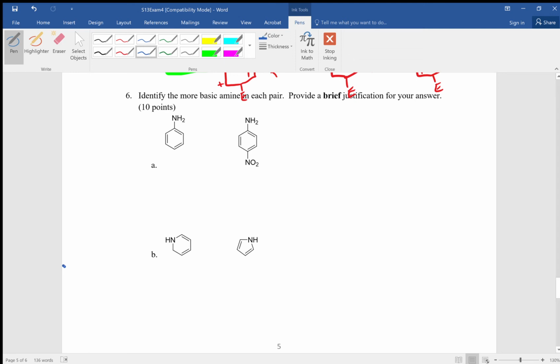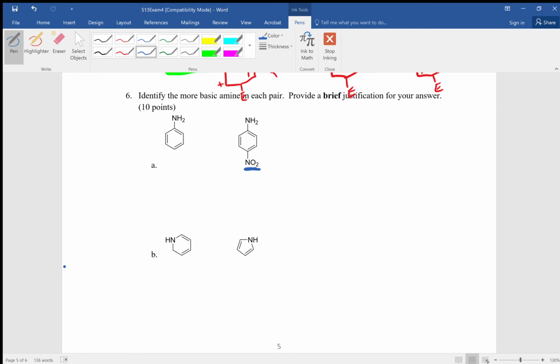Question 6, we have a couple of amines, and our goal is to identify which one is the most basic. In part A, we have aniline and para-nitroaniline. The nitro group is electron withdrawing. Because it's electron withdrawing, it's pulling electron density away from the amine.